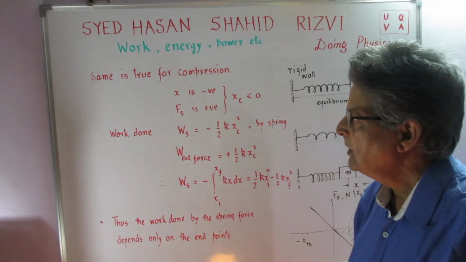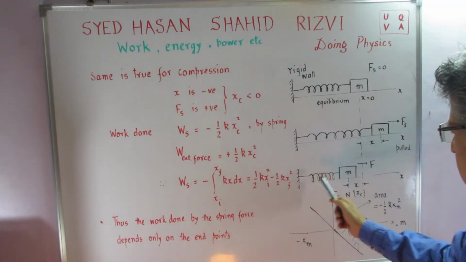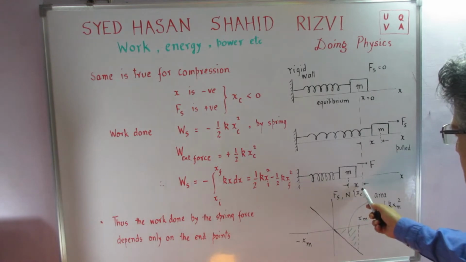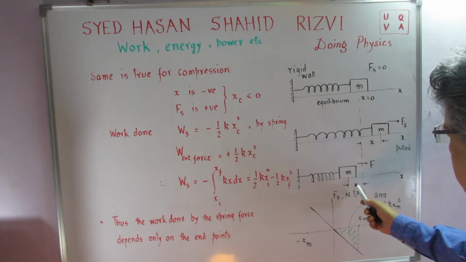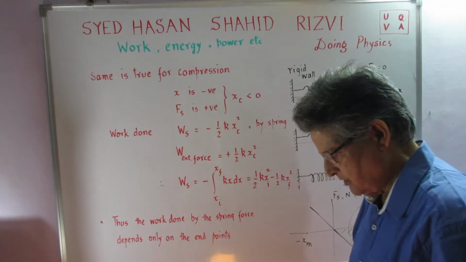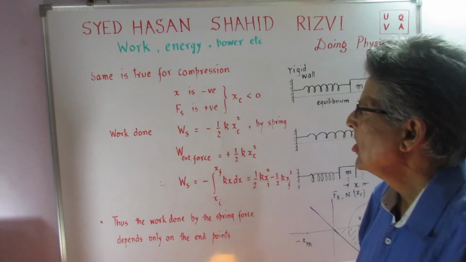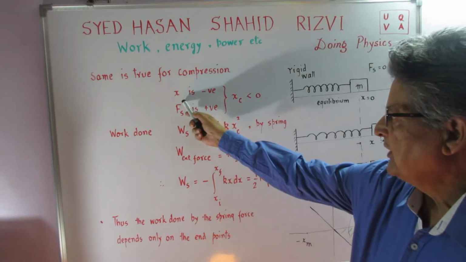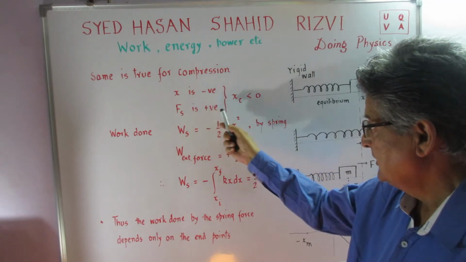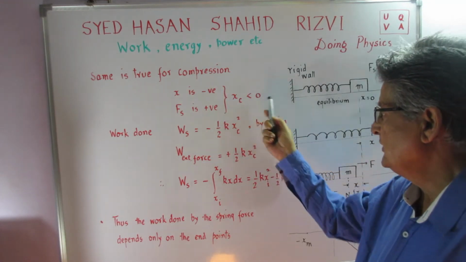Okay, so whatever we discussed about this condition, when it is pulled and there is an extension in the spring system, the same is true for the compression also, which is the third case which has been taken over here. When it is compressed, and I show that the compression is minus x, which for the sake of clarity I'll write as xc. X in this case is negative, but Fs is positive. Okay, and xc is less than 0.